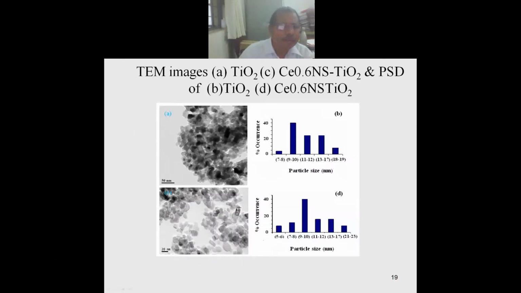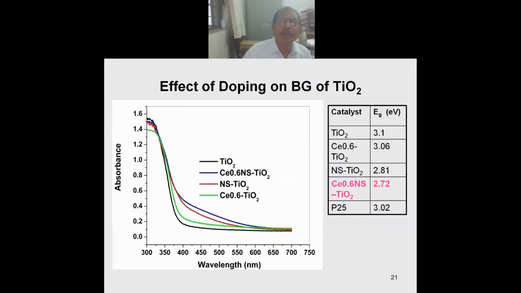This is a TEM image which shows a similar kind of image, this is for TiO2 and this is for ceria nitrogen sulfur doped TiO2. Average crystallite size is around 10 to 15 nanometer, and it is more or less the same for TiO2 as well as for multi-doped TiO2. There are not many changes observed in the TEM analysis.